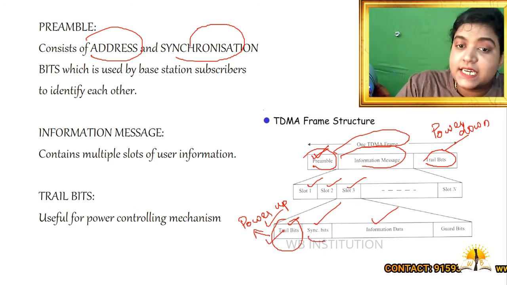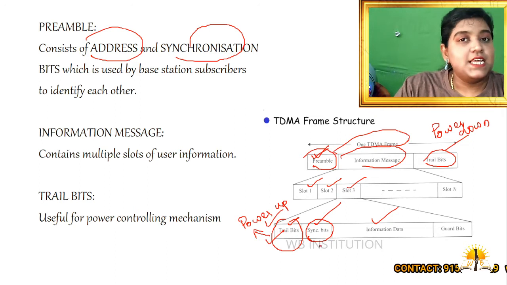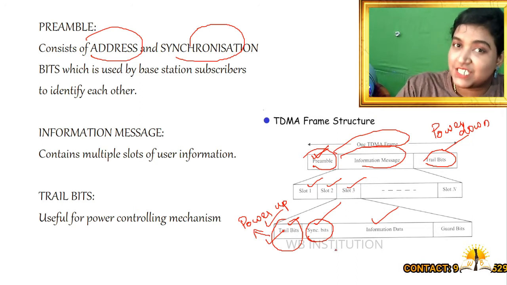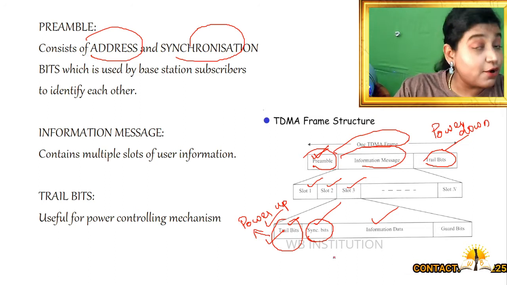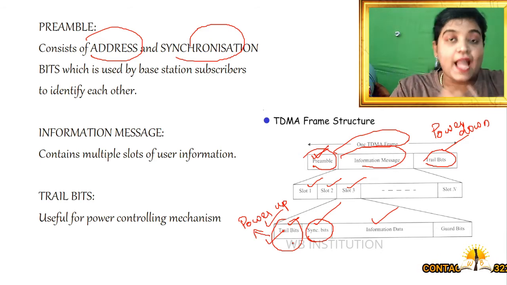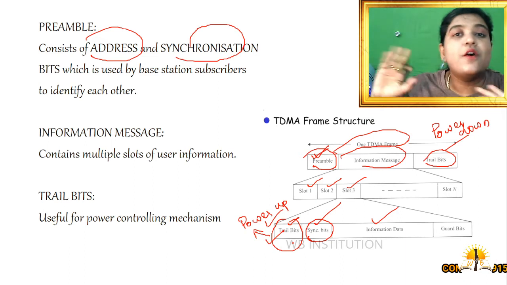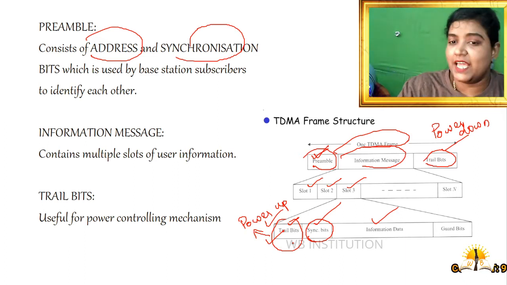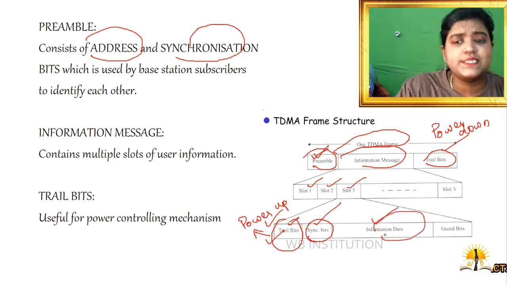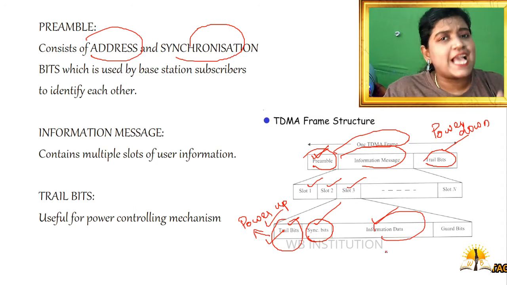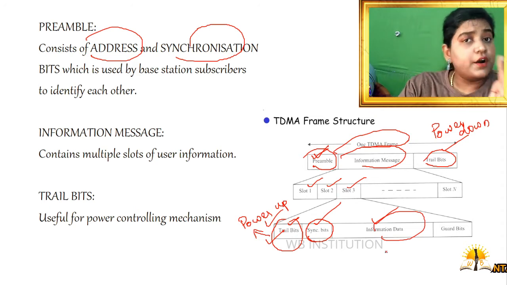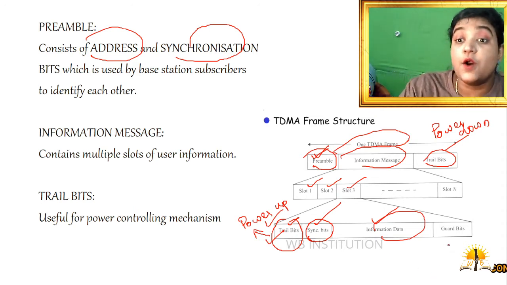Next, the synchronization bit. This synchronization bit is used to synchronize your transmitter and receiver bits, in order to synchronize your transmission and your receiving bits. Clear? Next, information data. It holds the entire data which has been sent by your users. Got it? Next is your guard bit.